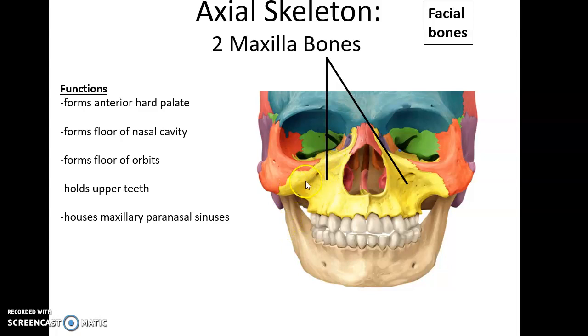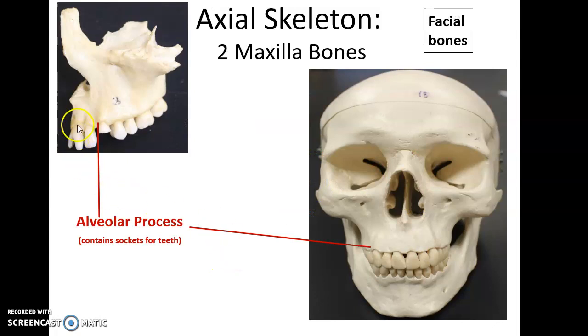Maxilla bones. You see them here in yellow, the maxilla bones, right and left. They help to form the anterior portion of the hard palate, help to form the oral cavity, the floor of the nasal cavity, and the orbits, as you can see. The two maxillae hold the upper teeth, and also have their own maxillary paranasal sinuses. These are spaces within the maxilla bone. The alveolar process is this ridge of bone tissue that holds the sockets for the teeth.